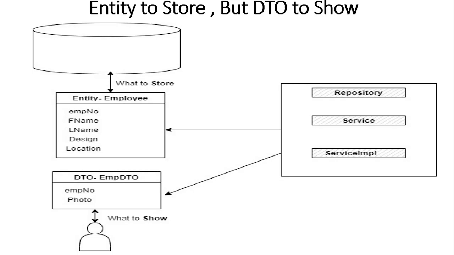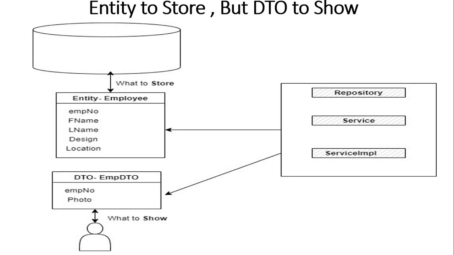The entity is the process to store the data. It is the backend, meaning the entity is going to be attached to the database, but the DTO is going to be attached to the front end. So that is the difference between entity and DTO.